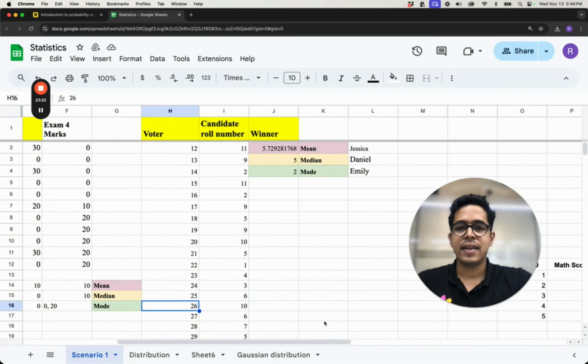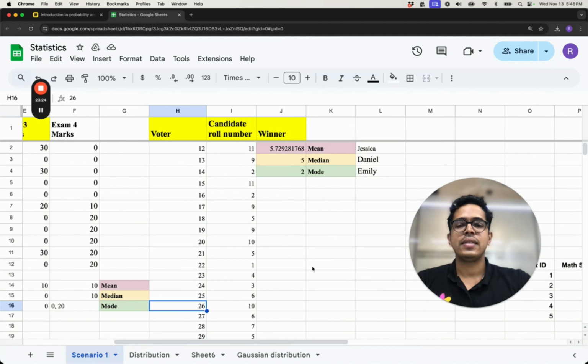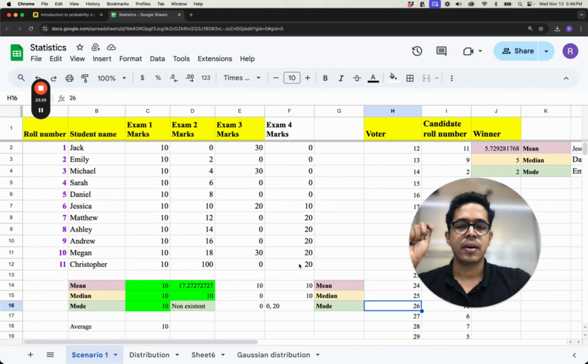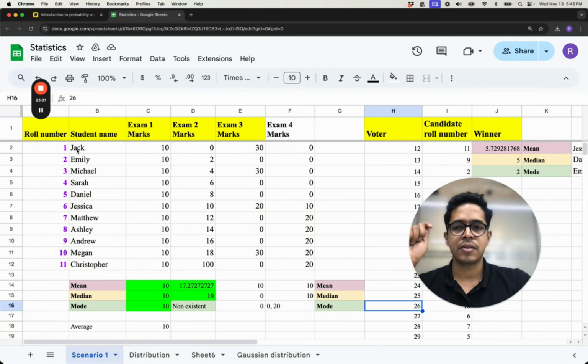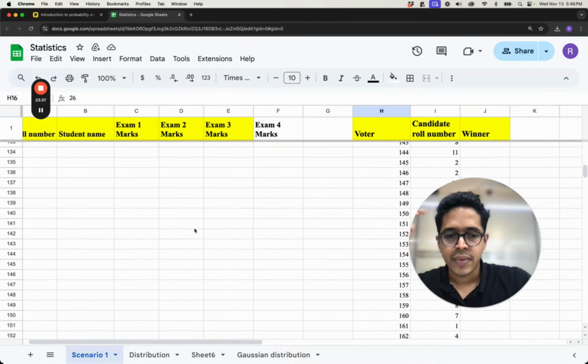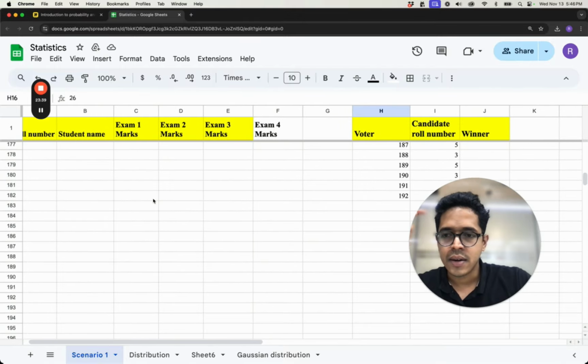Now let's take another example. Let's say some voting is happening, and the school is voting for students from this class based on roll number, right? So let's say the school has how many students? Here you have 200.